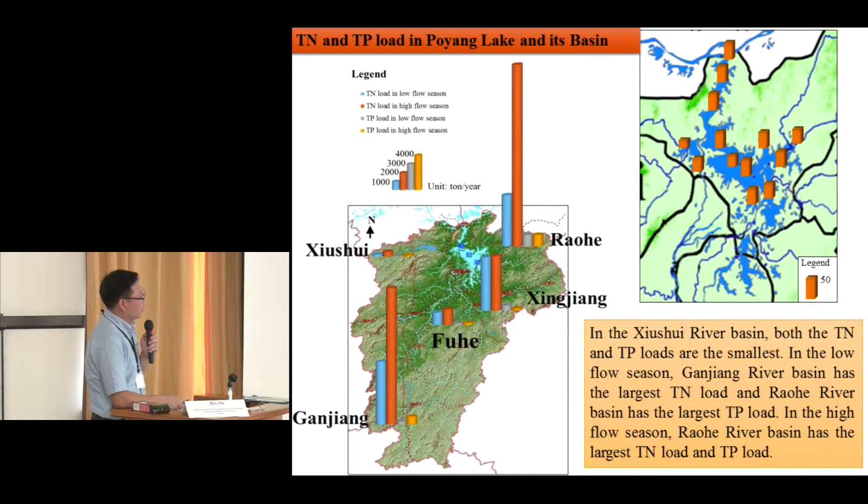So we can see here, this is actually the biggest city in Poyang Lake. The nitrogen and the phosphorus loading is the highest in the Ganjiang River basin. And there are very many plants here, and we also have a sediment problem here. So the phosphorus situation is also serious.